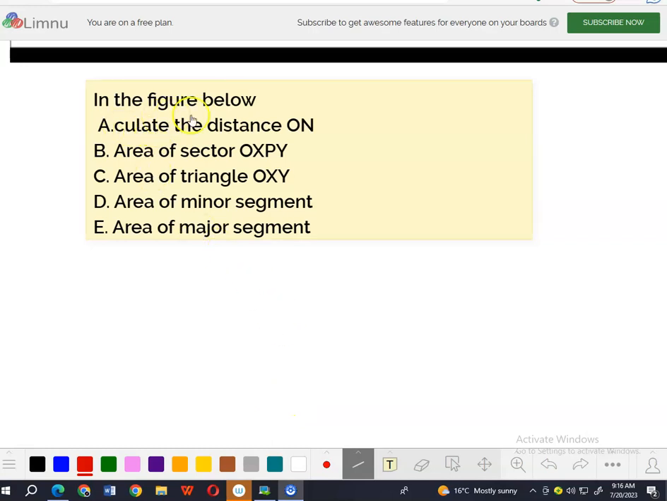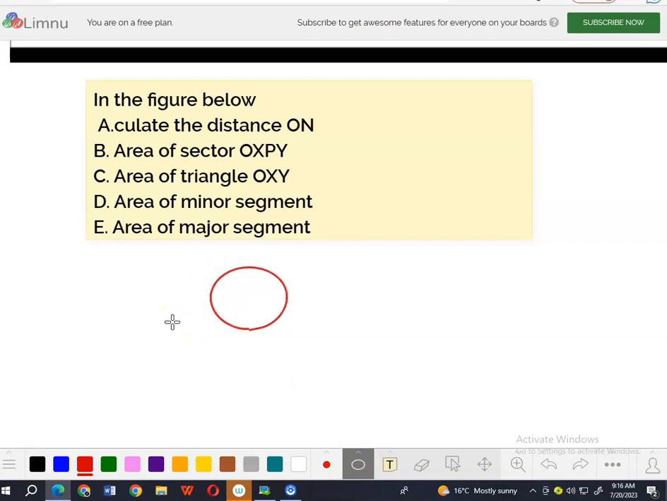We are in the figure below. You are to calculate A, the distance ON; B, area of sector OXPY; C, area of triangle OXY; D, area of minor segment; and finally we are to calculate the area of the major segment. So first of all, let us have our circle. Let me draw a circle here.